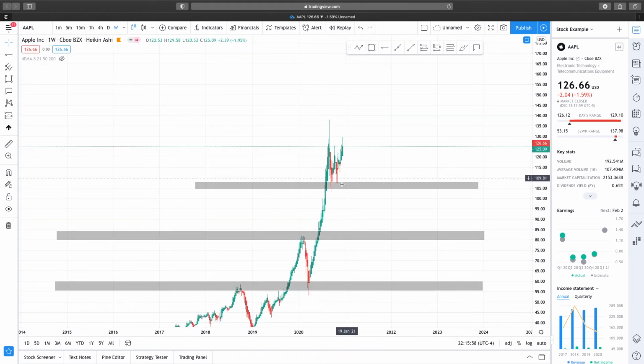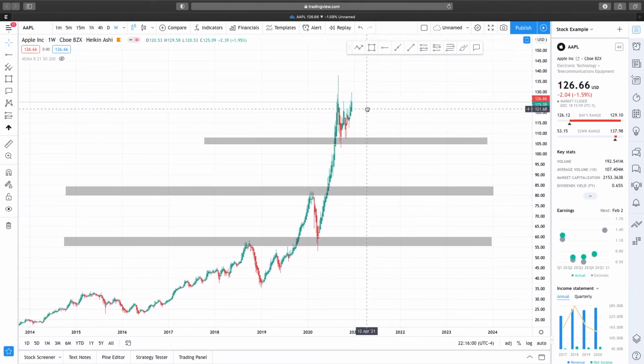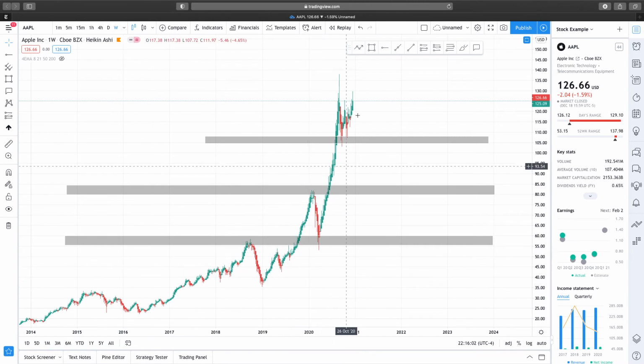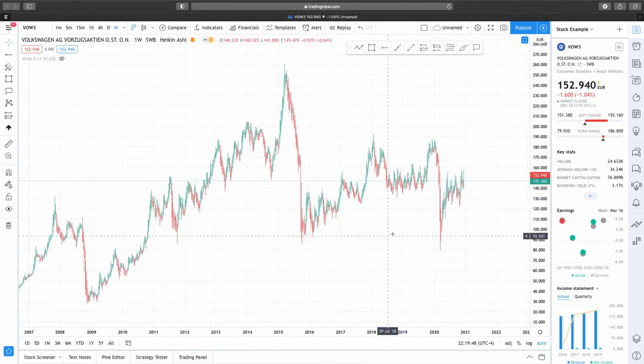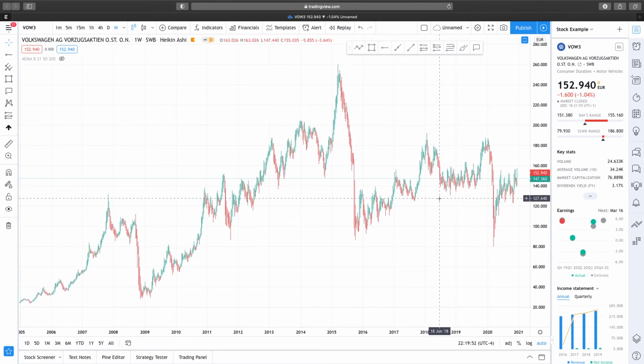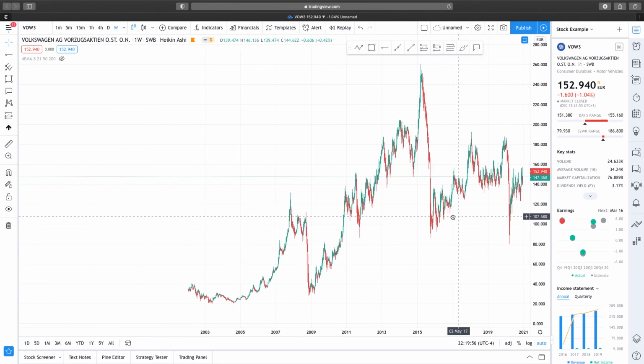But for now, these are my major supply and demand zones that I can see even in this massive bull trend for Apple. So I hope that you guys are understanding a little bit more how to identify these key levels of supply and demand. Now moving across to Europe and taking a look at Volkswagen, we can see that there's a lot more interesting price action going on in this stock.